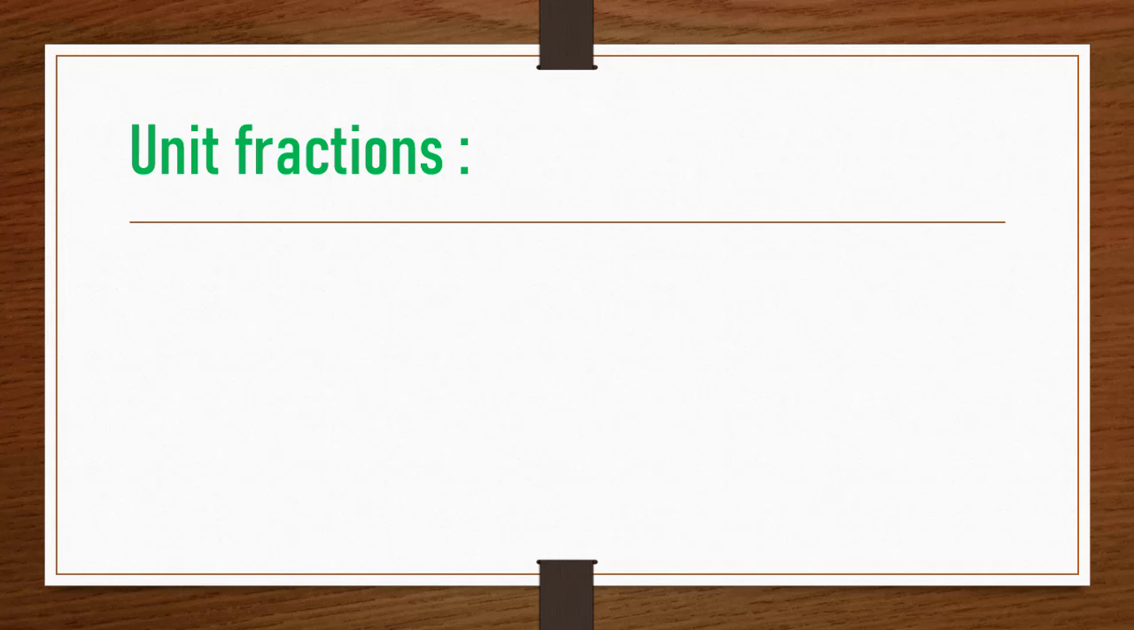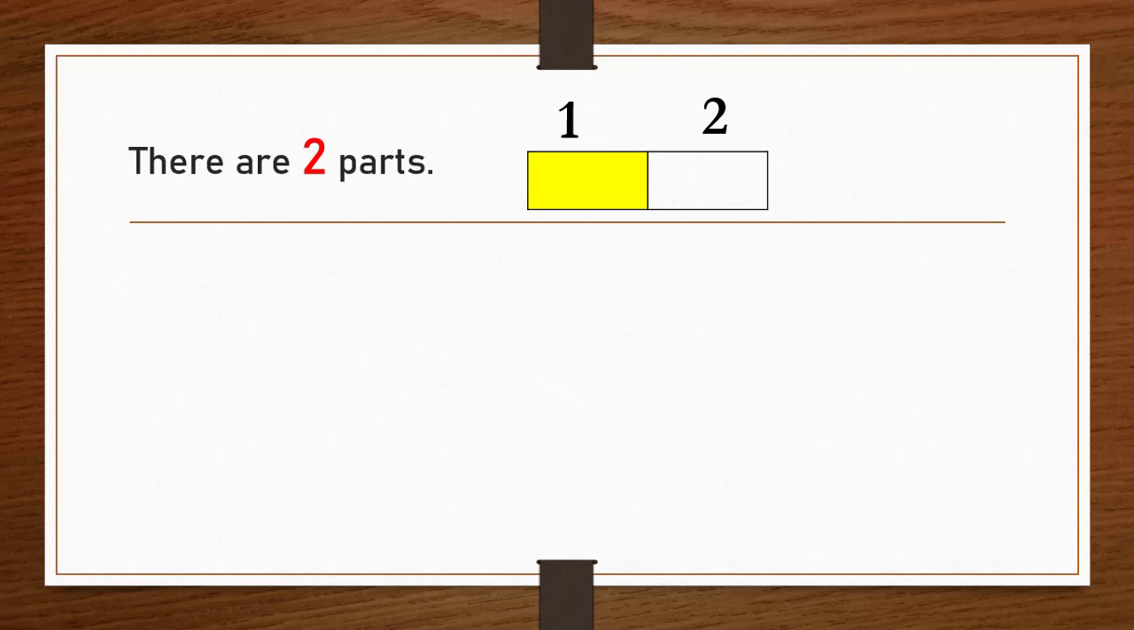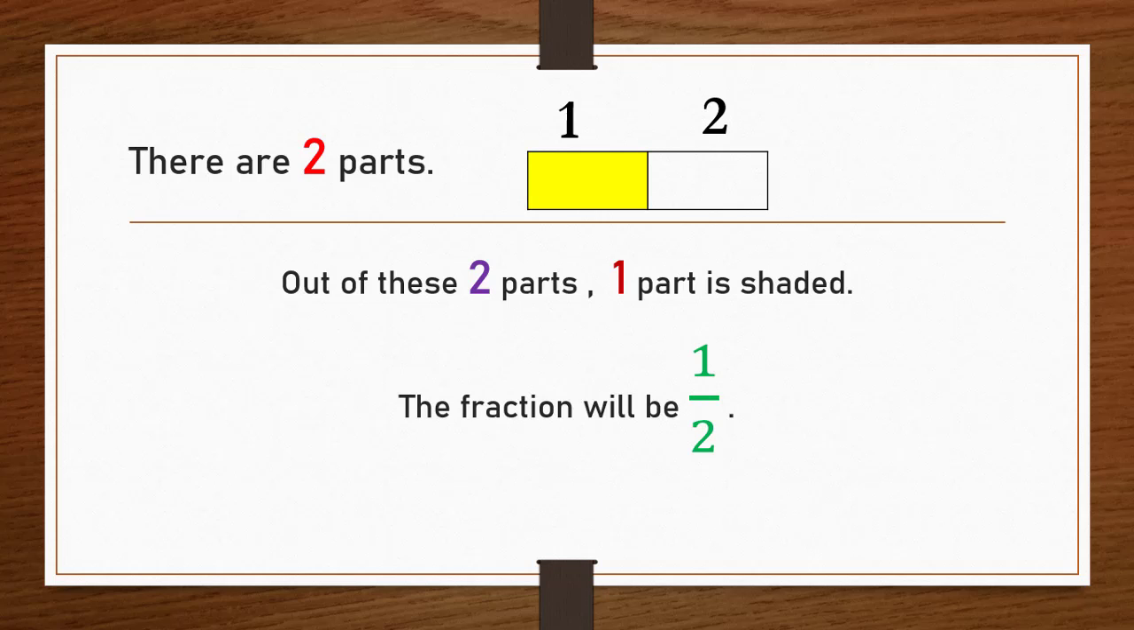Okay, dear class, tell me, here is a shape. How many parts are there in the given figure? You can see there are 2 parts. Out of these 2 parts, one part is shaded. So the fraction will be 1 by 2.